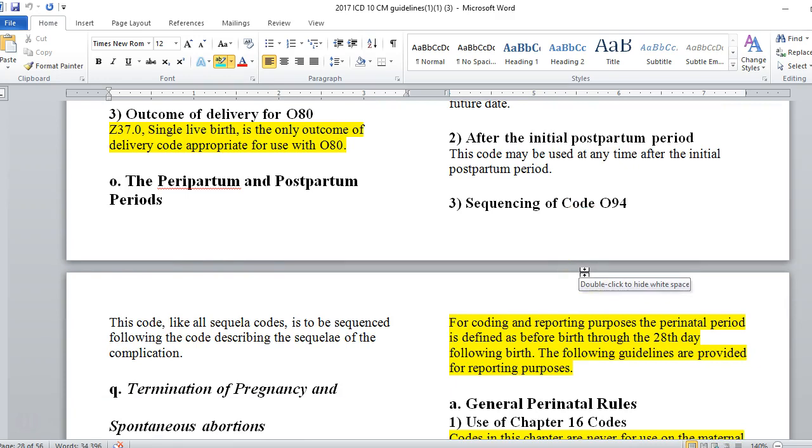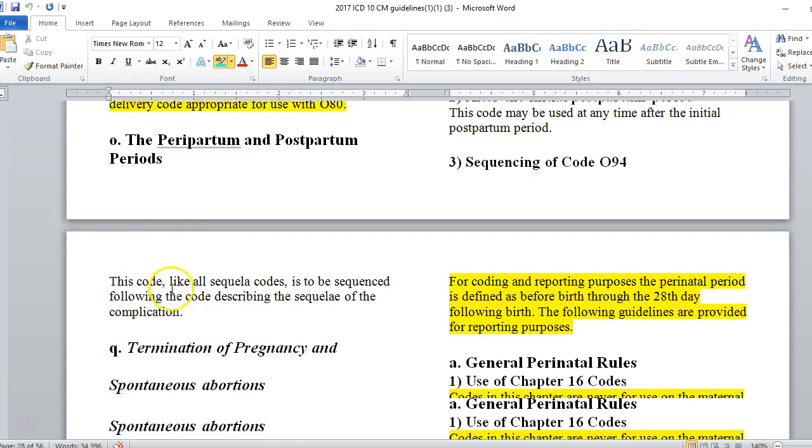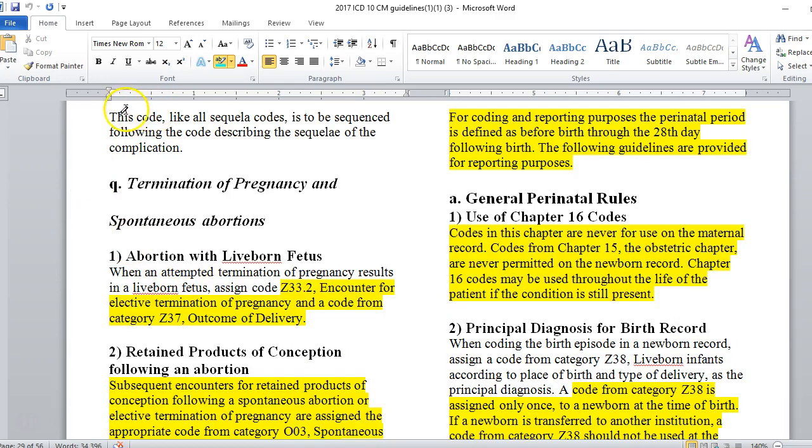All right, now, the O94, again, this code may be used at any time after the initial postpartum period. And again, this is what's telling us this code, like all sequelae, is to be sequenced following the code describing the sequelae of the complication. So the first code would be the uterine prolapse. Then the second code would be O94.